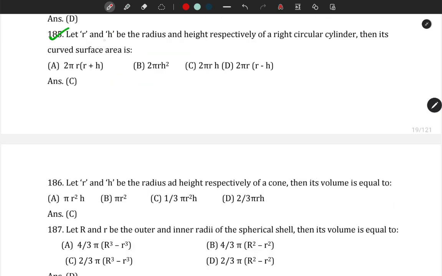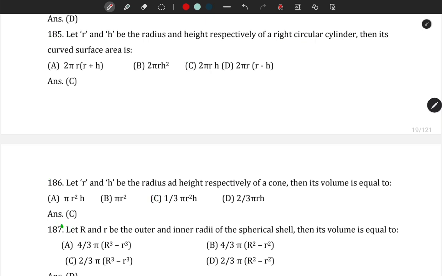Next question, the radius r and height h of a right circular cylinder are given, and we have to write its curved surface area. We know the curved surface area of a cylinder is given by the formula 2 pi rh. So curved surface area is 2 pi rh. Next question, let r and h be the radius and height of a cone, then the volume of a cone. We know the formula for the volume of a cone is 1 by 3 pi r square h.